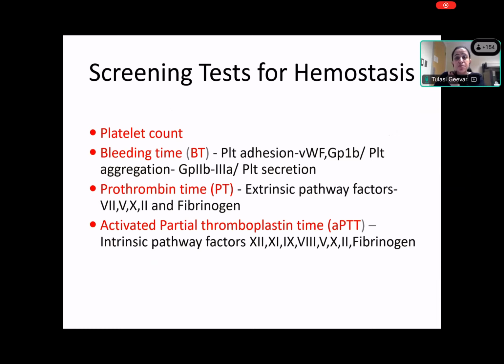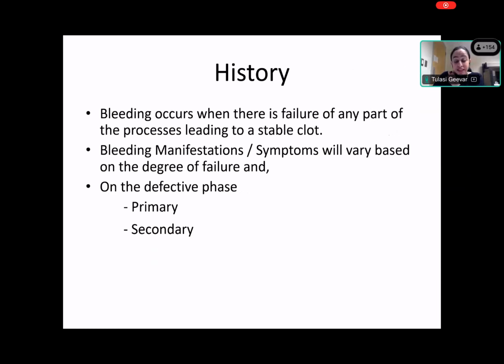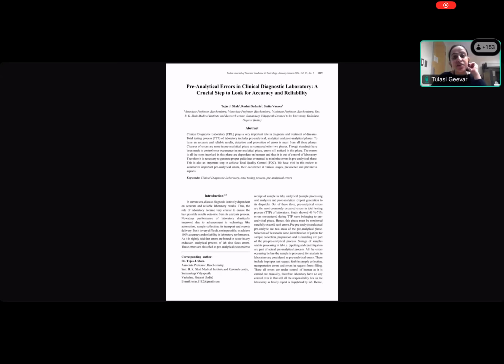But I would say that the most important screening test for hemostasis is history. History occurs when there is a failure of any part of the processes that lead to a stable clot. And it can vary depending upon the degree of the failure and also which phase of the hemostasis is defective. I mean, the pattern of bleeding and the degree of manifestations can be different depending upon the degree of failure and also the phase, whether it's primary or secondary hemostasis. Now, when we look at the sites of bleed, they can be surface bleed.